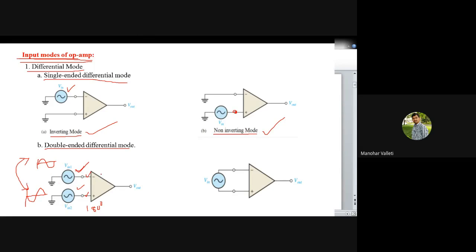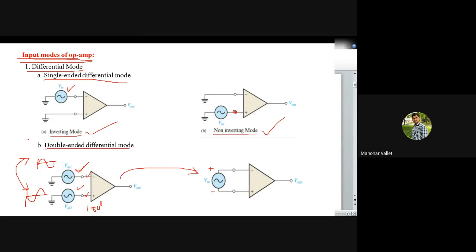Then we can call the op amp is in double-ended differential mode. Whatever is there, both are equivalent. Whatever you applied here can be shown like this also. Only one source: source positive is connected to the inverting terminal, and source negative is connected to the non-inverting terminal.